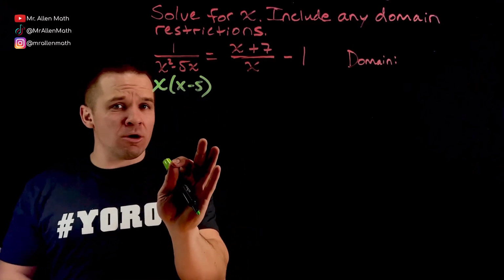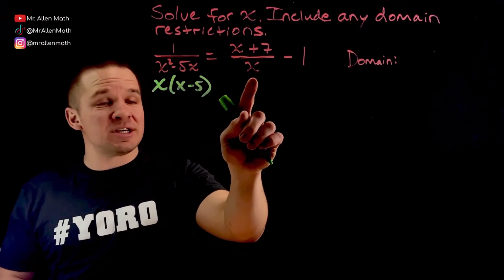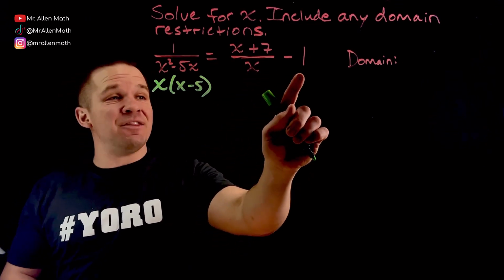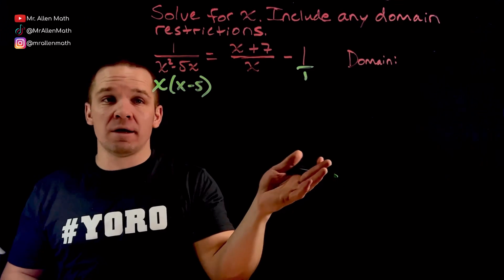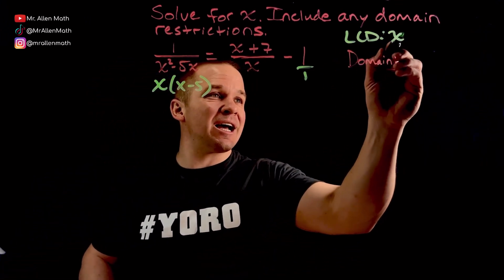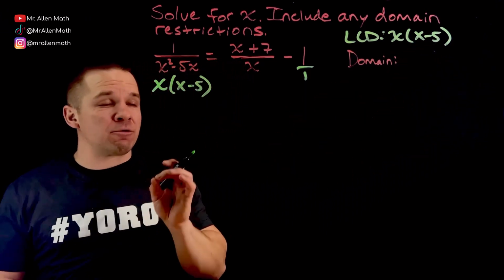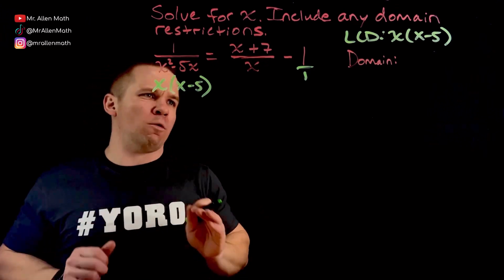So from here, we can see our common denominator. It's actually this guy right here, because this fraction right here has an x, and this one is just basically over 1. So my LCD, my least common denominator, is x times x minus 5. And now I can get my domain restrictions. We'll just get that out of the way right away, okay?